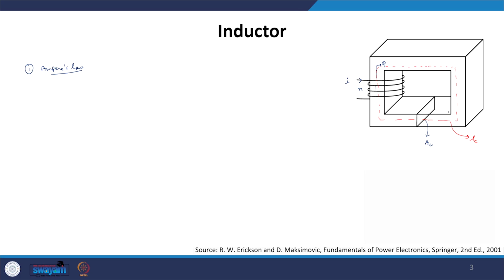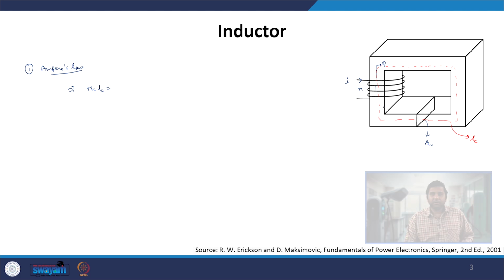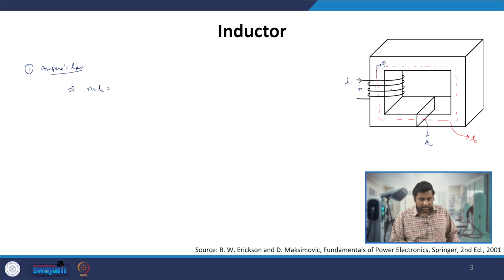So, in that loop, let us take the magnetic field intensity in the core to be Hc. We can then write Hc Lc, where Lc is the magnetic path length, the length of this entire loop, equal to the amount of current being enclosed in the loop. We have current I through one winding and there are n number of turns, so the total current is n times I.